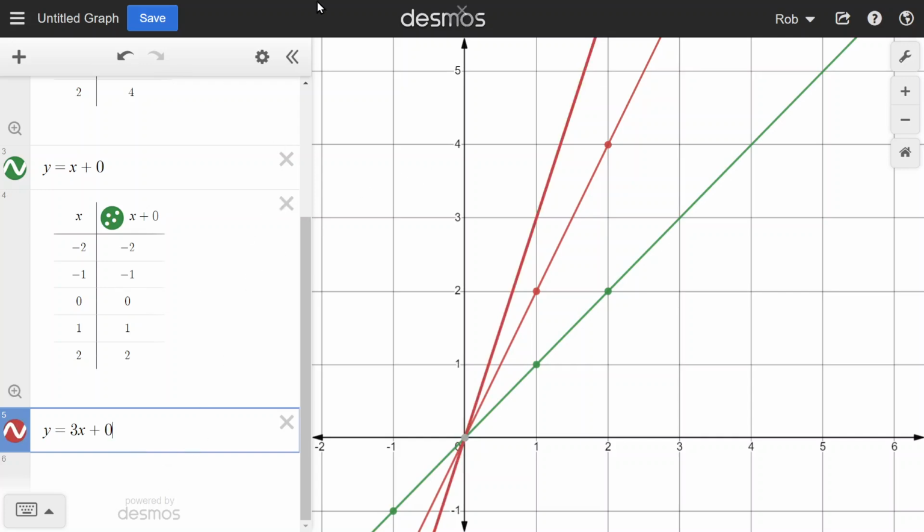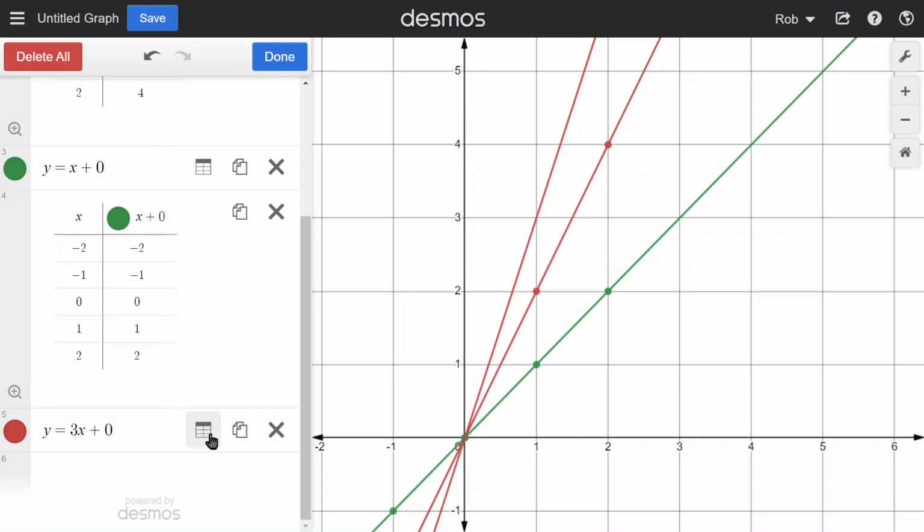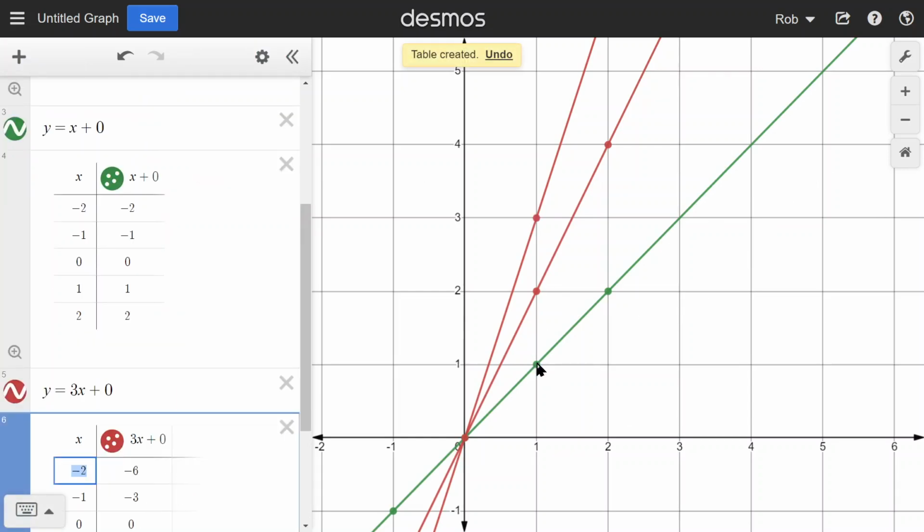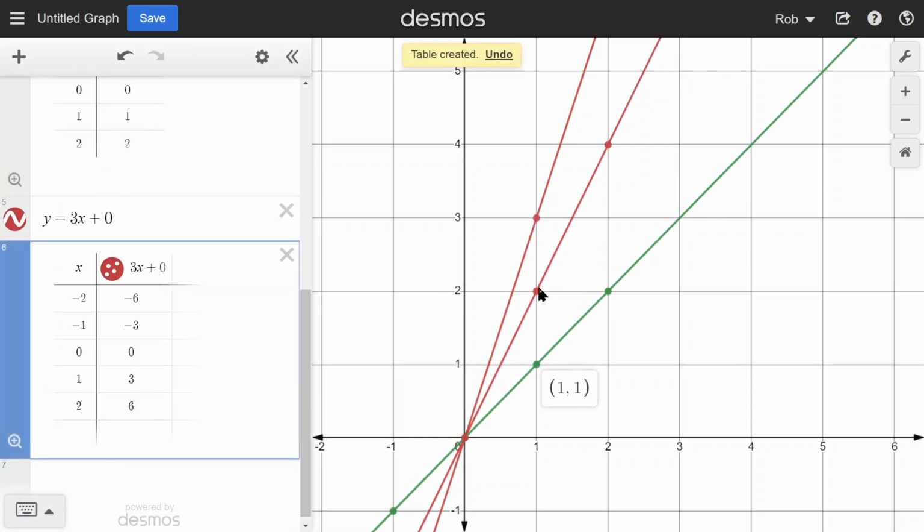And if I said I want the coordinates on it, so this one goes through at 1, 1. This one is y equals 2x, goes through at 1, 2. And this one's y equals 3x. And people think, oh, it goes through 1, 2, 3.